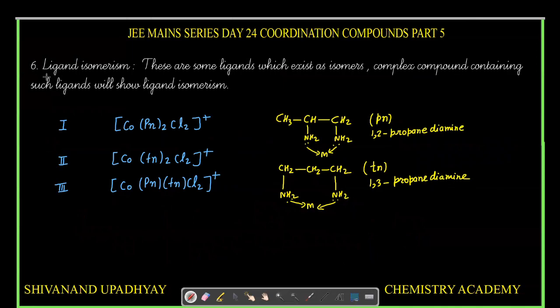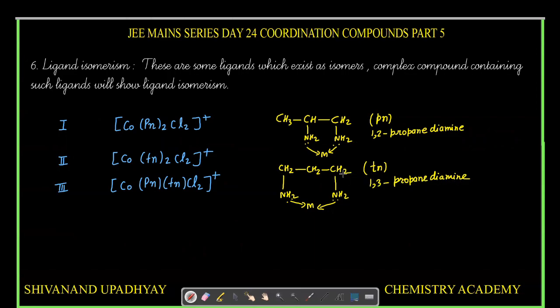The last type of structural isomerism is ligand isomerism. There are some ligands which exist as isomers. Complex compounds containing such ligands will show ligand isomerism. Like here we have written in short PN and TN. So PN means 1,2 propane diamine and TN means 1,3 propane diamine.